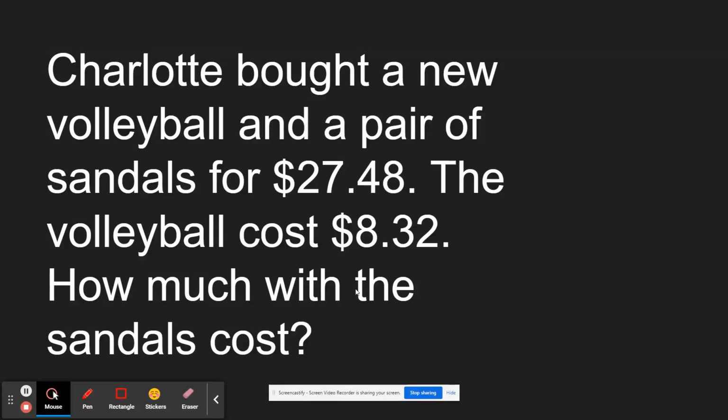Charlotte bought a new volleyball and a pair of sandals for $27.48. The volleyball cost $8.32. How much did the sandals cost? So we would take the total for the volleyball and sandals, subtract it from the cost of the volleyball to get the price of the sandals.